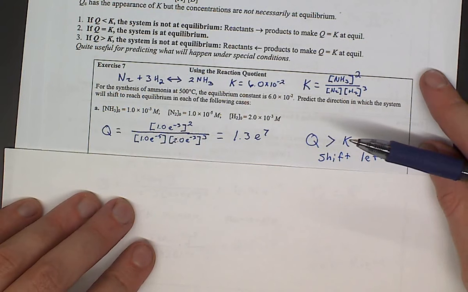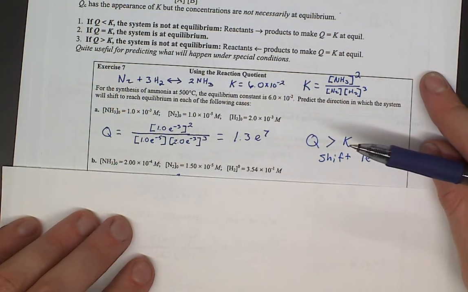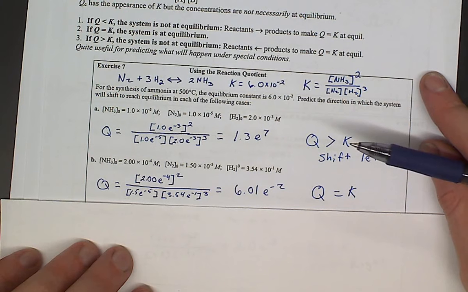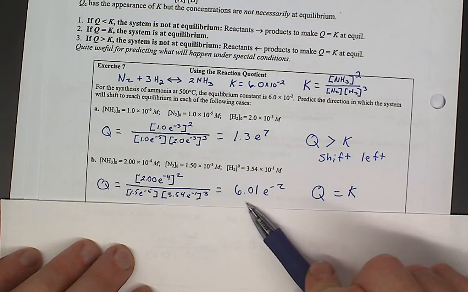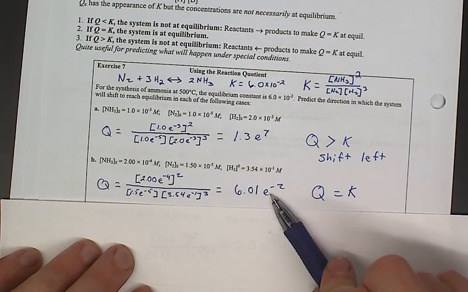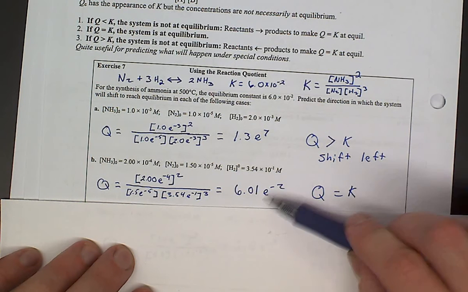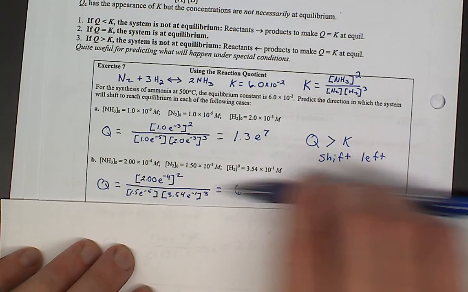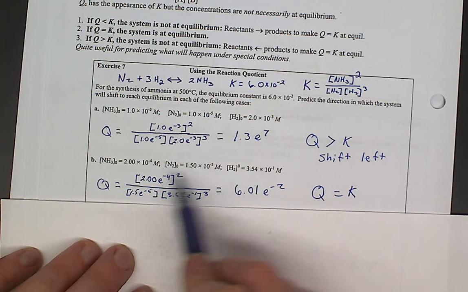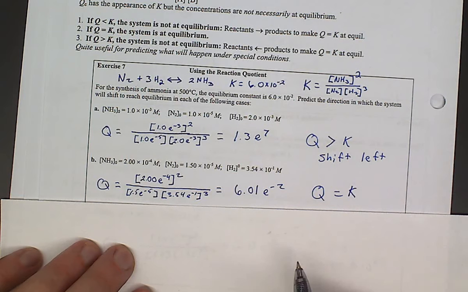B has another set of initial concentrations, okay, and in this case, our Q is going to equal 6.01 times 10 to the second, okay, and so K and Q are equal, so these will be at equilibrium. So if you mix these things together, no reaction will actually happen because the forward and the reverse reaction are happening at the same rate, okay. These concentrations are going to stay right where they're at.